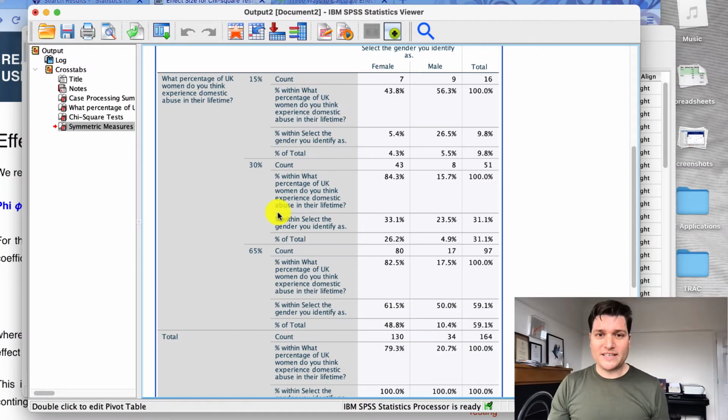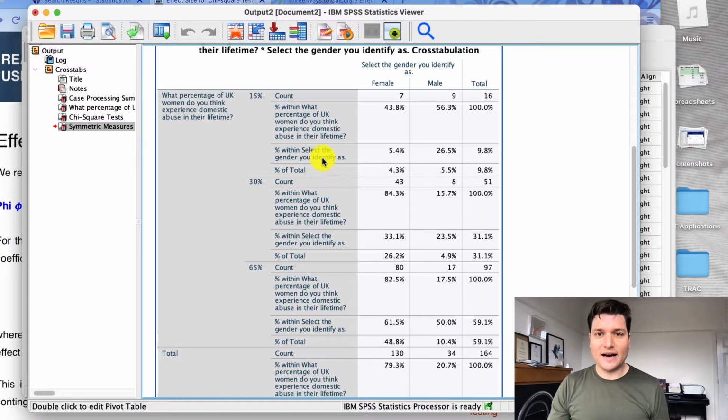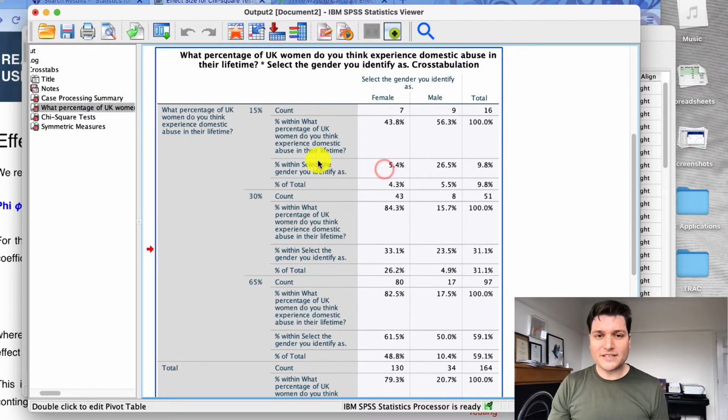So what are the differences? Well, if we go into our results, we see here that it is this third row here. Okay, 4.3% of women and 5.5% of men believe that it is 15%. So we can see a difference there.